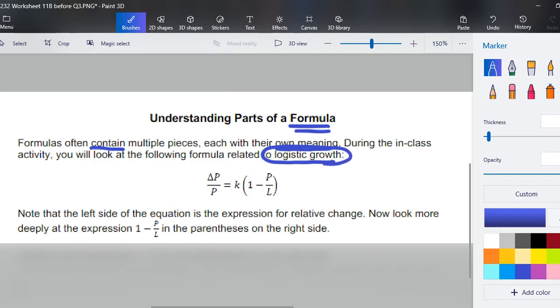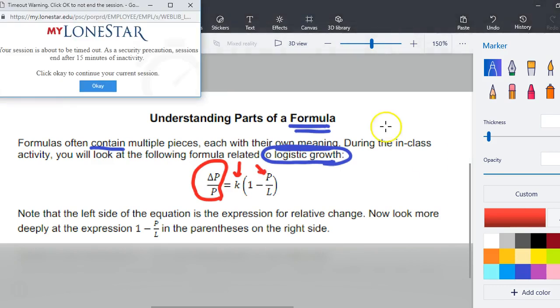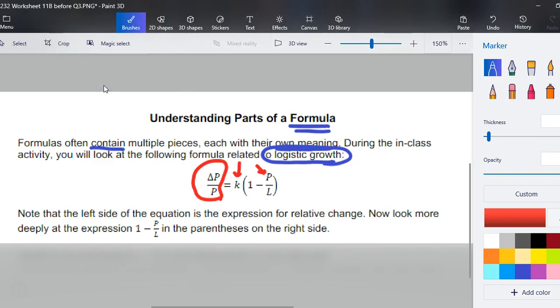And during the in-class activity, you're going to look at the following formula and it's related to logistic growth. But if you'll notice, this is what we were just working on. It's a relative change, a change in the population divided by the original population. And then the other pieces may not look familiar, but K usually stands for some constant in mathematics. Then we have a parentheses and a 1, a minus. Hey, P is probably population. And then L, well, even if we may not know what the L is, we can at least notice that there is a 1 and it's part of the parentheses.